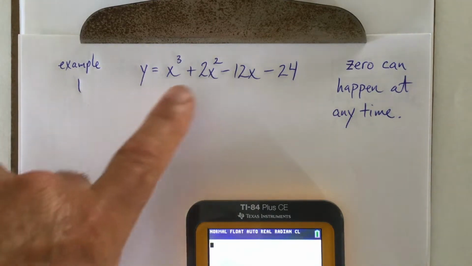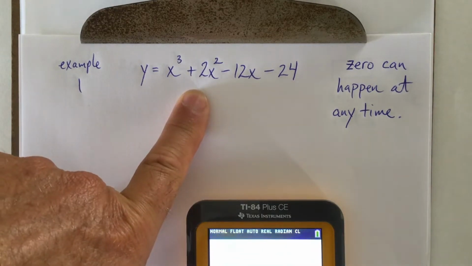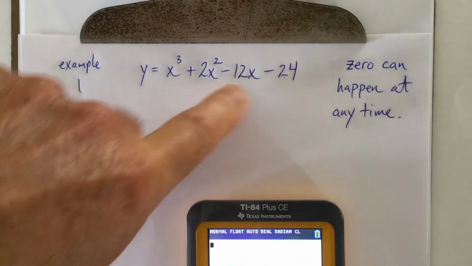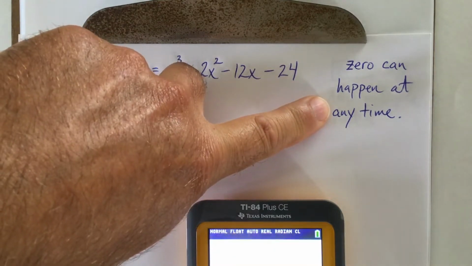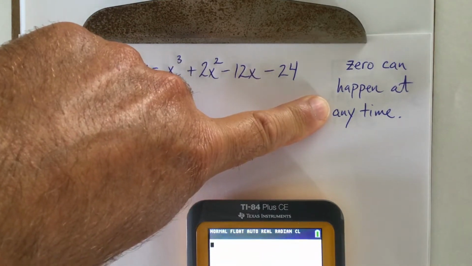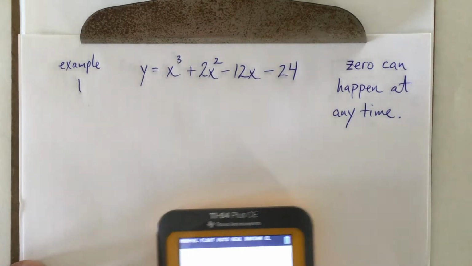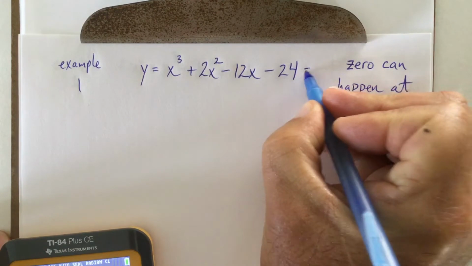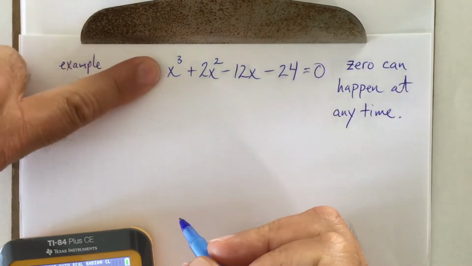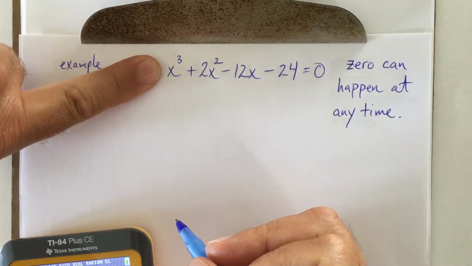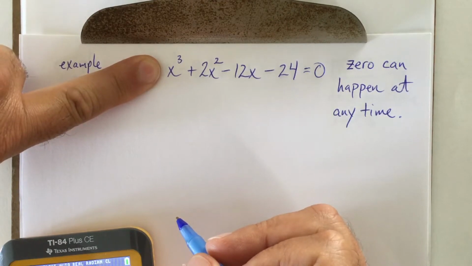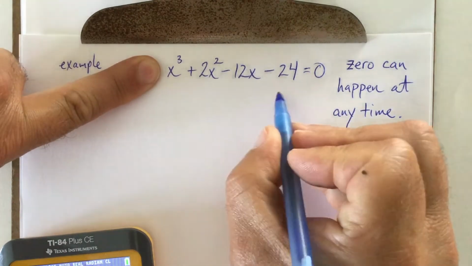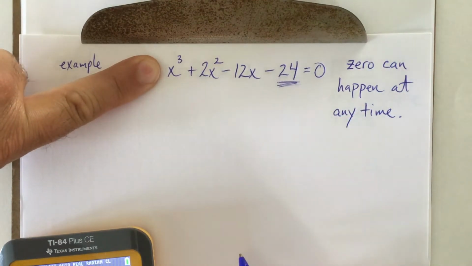Example one, we're going to find the x-intercepts of this, and I want you to know that 0 can happen at any time. What do I mean by that? Well, let's investigate. First off, I would set this equal to 0. That's what I would do. So it looks like an equation. Set equal to 0. Then what I would do is think, what are my possible shelf numbers for this problem?